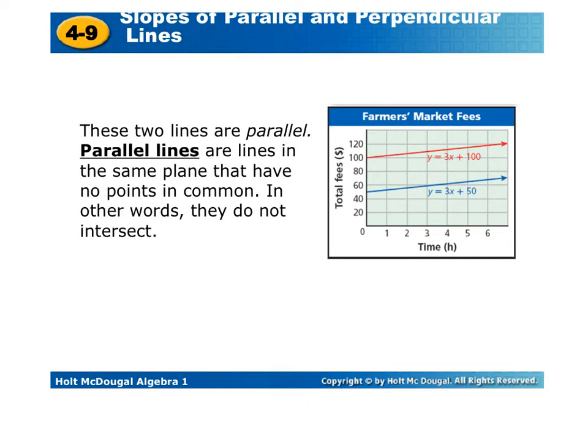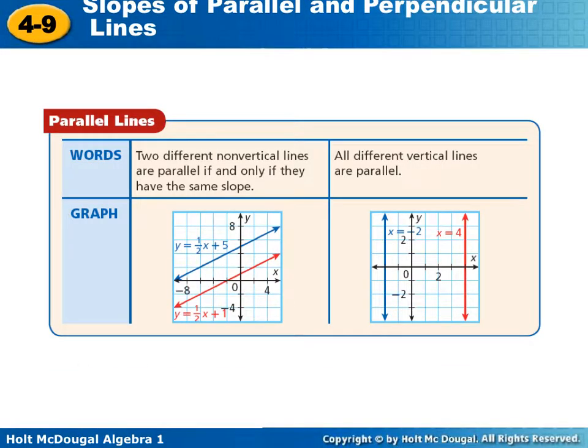Okay, so here it says these two lines are parallel. When they're graphed in the same plane, notice there's no points in common. In other words, they're not intersecting. They're running side by side. So parallel lines will never touch. So here it is in words, and it's got a graph that matches with it.